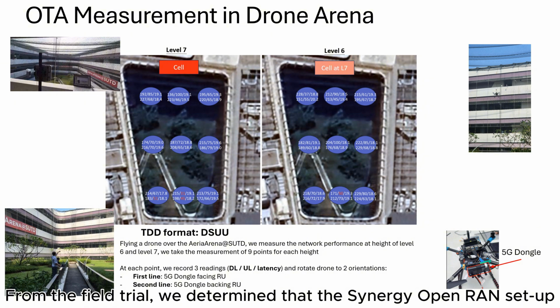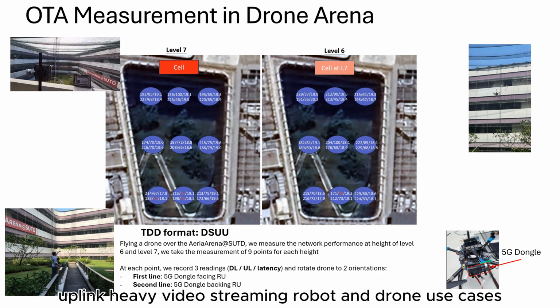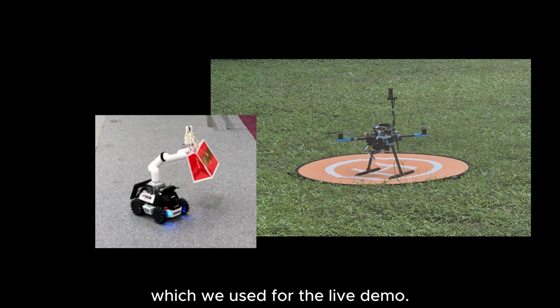From the field trial, we determined that the Synergy Open RAN setup, connecting to StarHub's 5G core, is capable of simultaneously supporting uplink-heavy video streaming robot and drone use cases, which we used for the live demo.